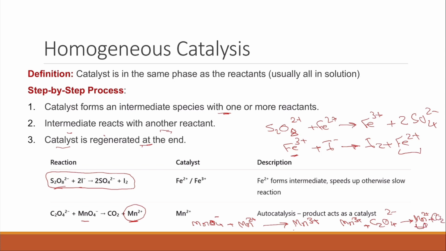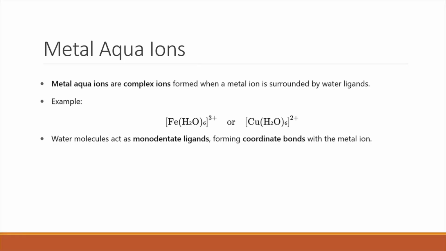So manganese(II) here is formed as one of the products in the reaction, and the manganese(II) that is generated will be autocatalyzed, or become an autocatalyst, because it catalyzes the reduction of the manganate.